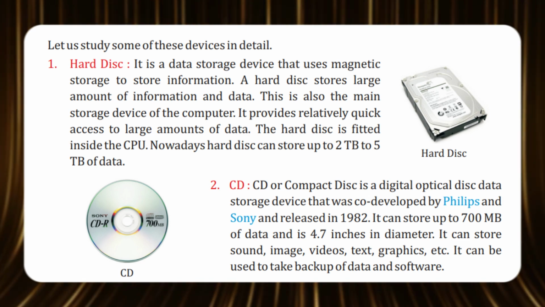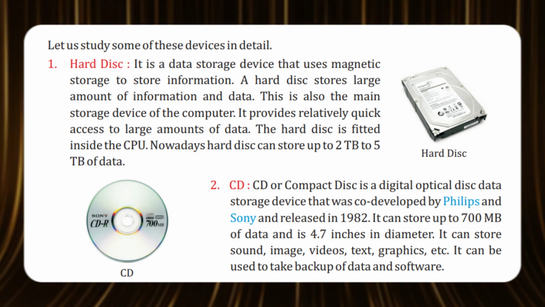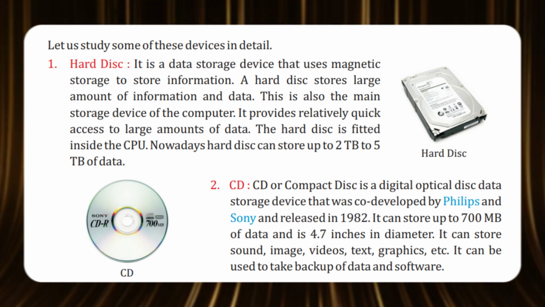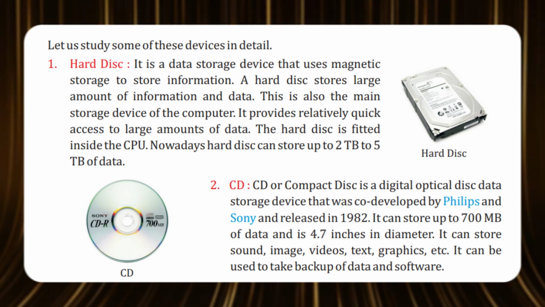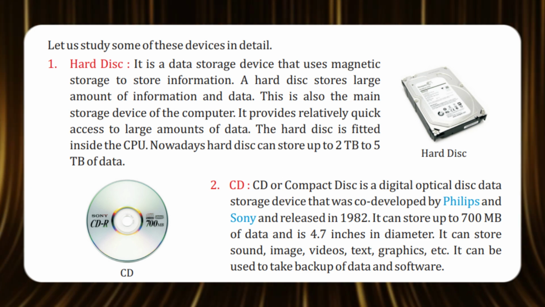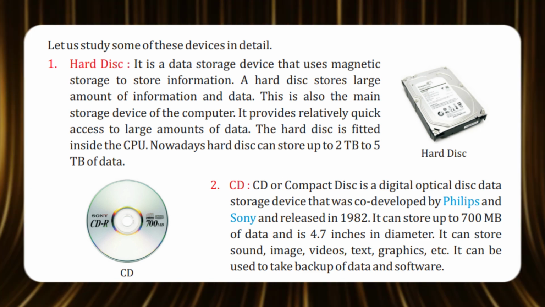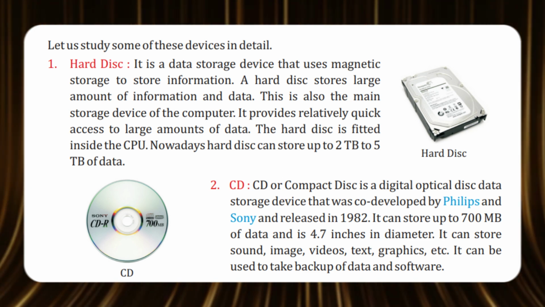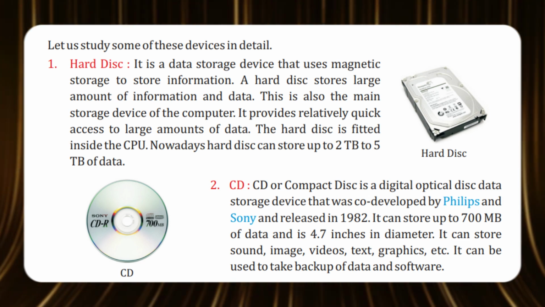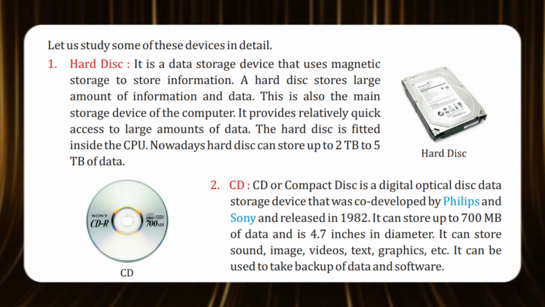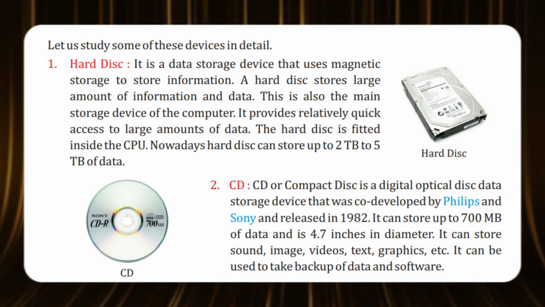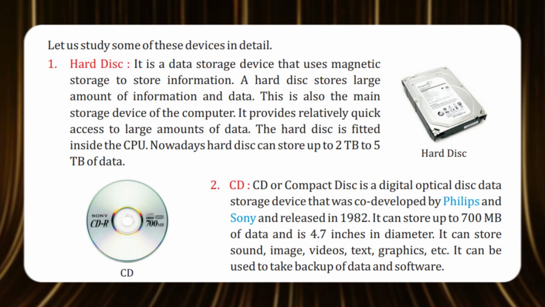2. CD. CD or compact disc is a digital optical disc data storage device that was co-developed by Philips and Sony and released in 1982. It can store up to 700 megabytes of data and is 4.7 inches in diameter. It can store sound, image, videos, text, graphics, etc. It can be used to take backup of data and software.